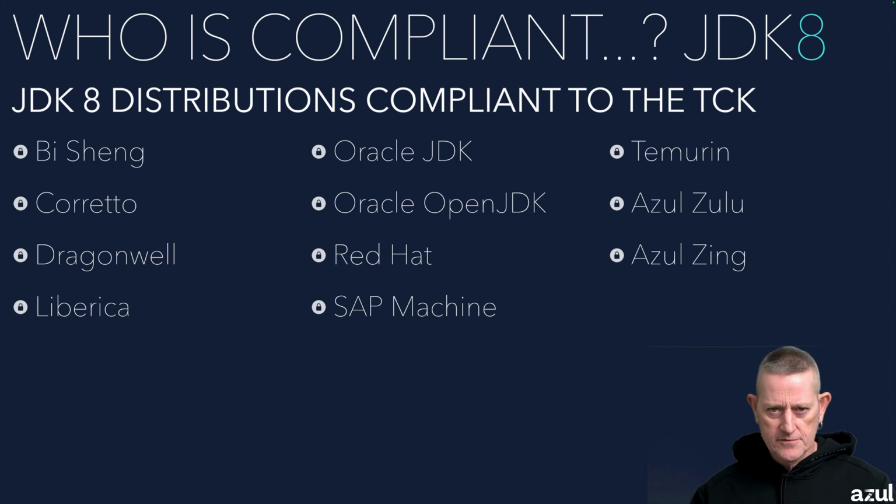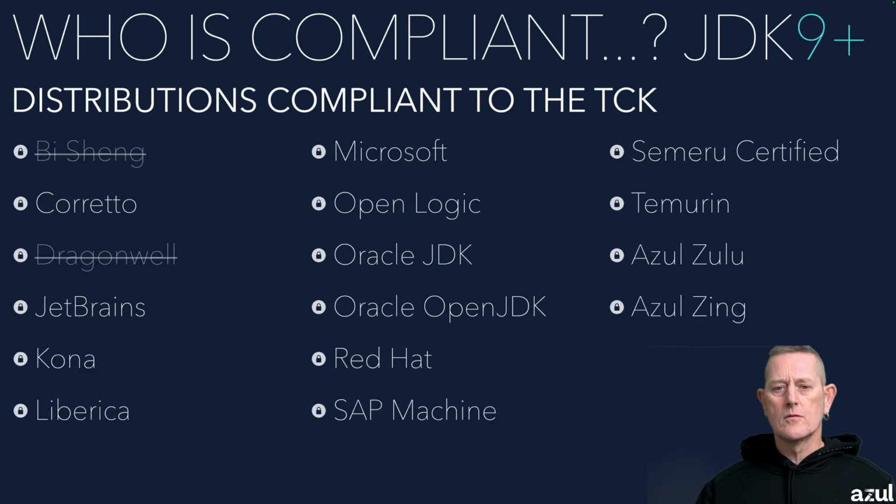So why do I make a difference here? Because now when we take a look at distributions from JDK 9 plus, so the modular version, then you see, oh, suddenly, first of all, we see more distributions that are compliant to JDK 9 plus, but you also see two distributions that are not compliant, right? Which is Bisheng and Dragonwell.